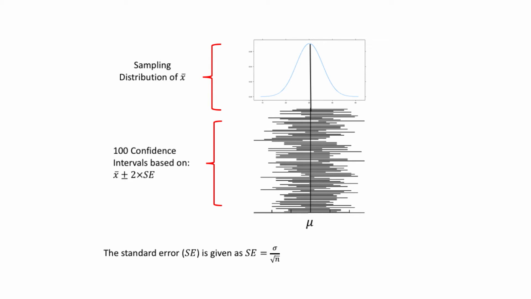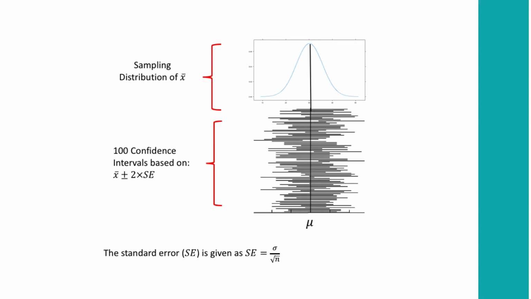This is what it looks like. We have a sampling distribution of our sample mean, which here we've modeled as a normal distribution. So we're assuming that we have a sample size of 30 or greater or so, or that in the population, the distribution is normal. And here we have about 100 point estimates. These are 100 sample means. Let's suppose we collected 100 samples of the same size from the population, and for each sample mean, we add and subtract 2 times the standard error.